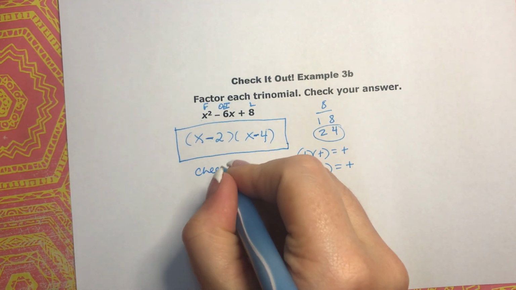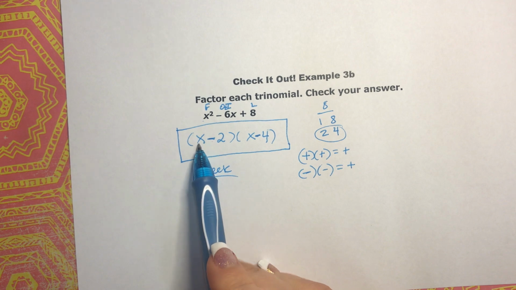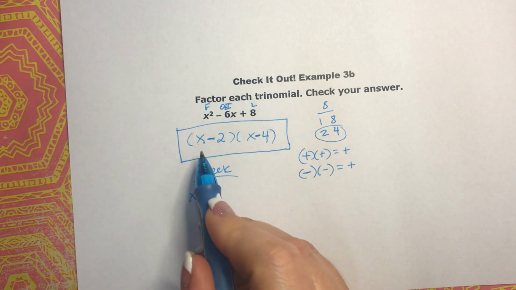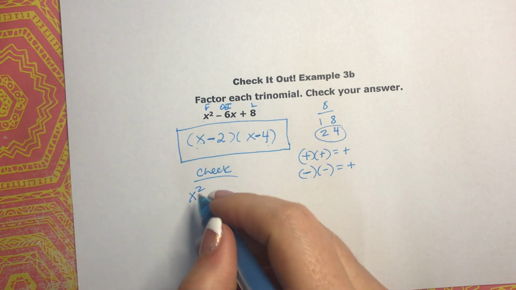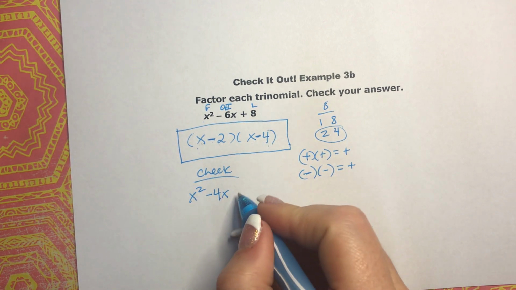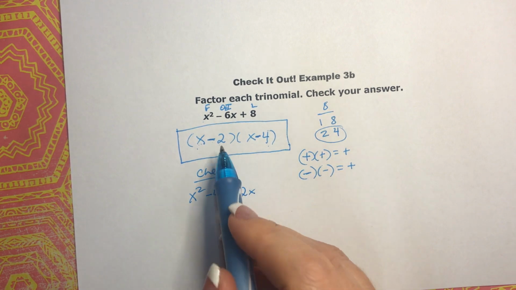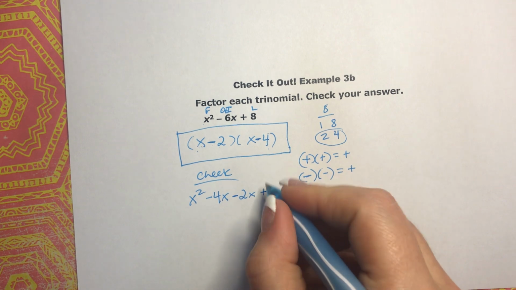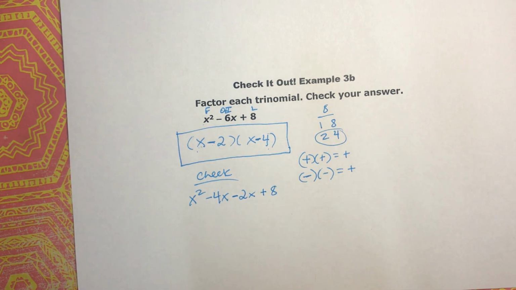But let's go ahead and check it. So we're going to do our first, x times x, which is x squared. And then our outside, x times negative 4, which is negative 4x. And then our inside, negative 2 times x, which is negative 2x. And then our last, negative 2 times negative 4. A negative times a negative is a positive. 2 times 4 is 8.